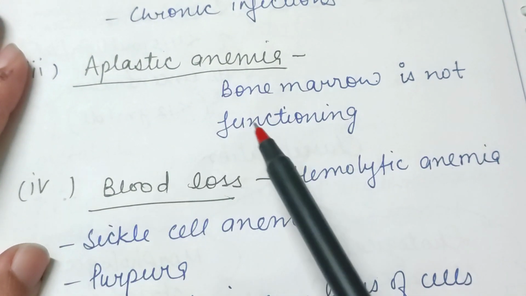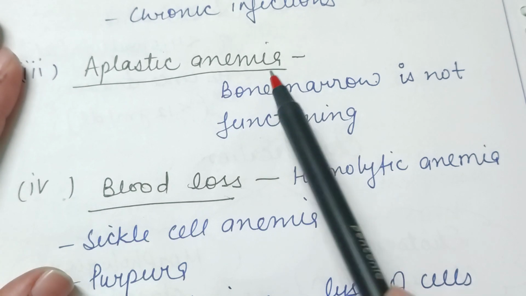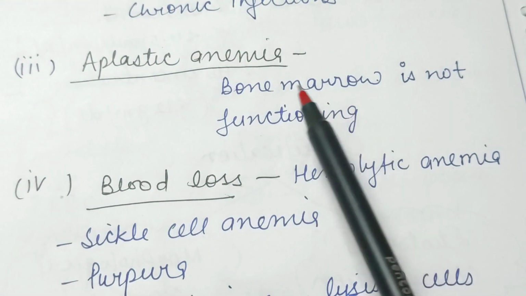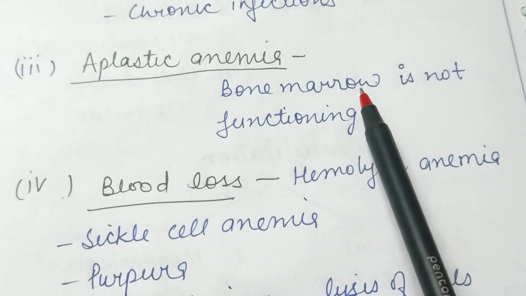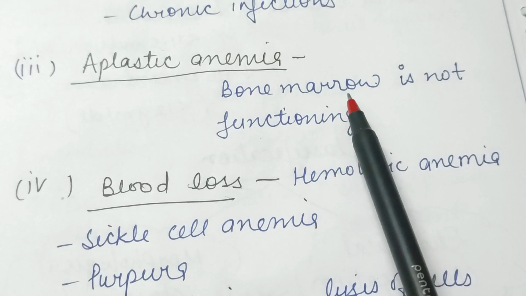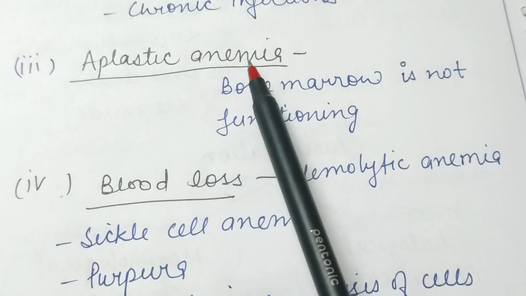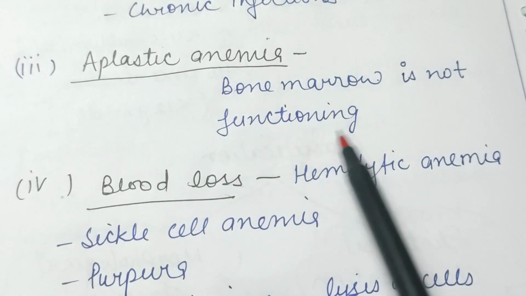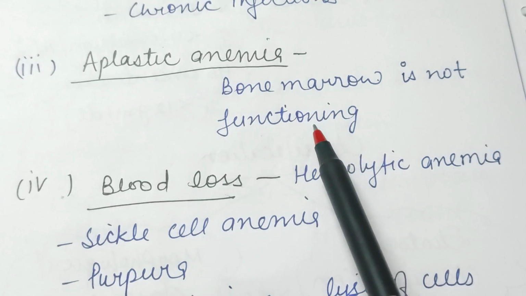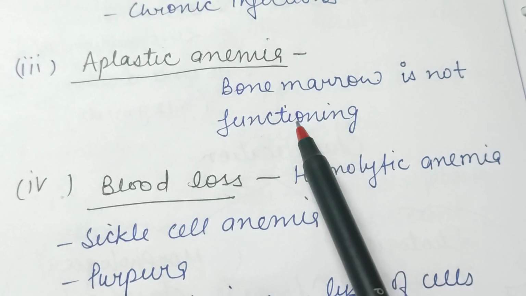Next is aplastic anemia, when bone marrow is not functioning well. Because of disturbed growth, the bone marrow is not able to synthesize not only RBCs but all types of cells. So that is aplastic anemia. The malfunctioning of bone marrow can happen because of some drugs, and in some chemotherapy as well.